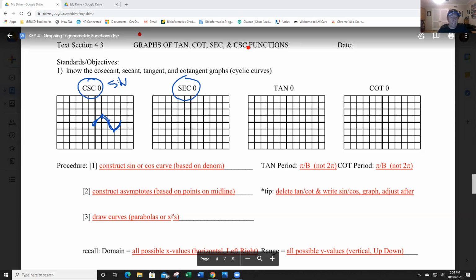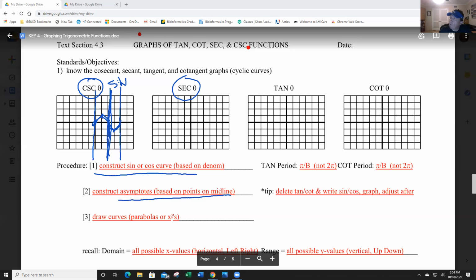What you're going to do is, the procedure, as you can see, is construct the sine or the cosine curve. All right, fine. Then you're going to do the asymptotes, which are based on midlines. What is an asymptote? An asymptote is when the value of the function is undefined. Okay, and it's undefined when the denominator is 0. And that happens when you start doing reciprocals. Okay, so I'm going to draw this asymptote, and this asymptote. They all happen when you hit the midline.